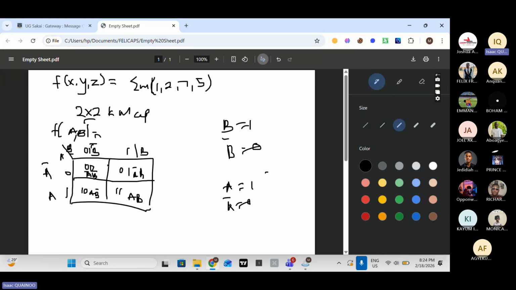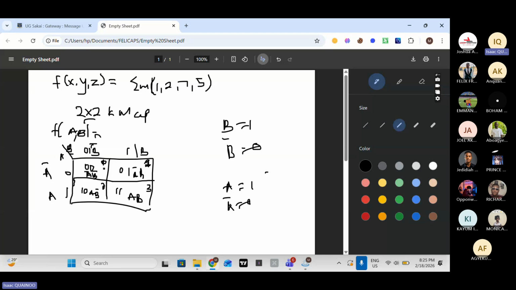Now, if you want to number these cells with regards to our min term values, we will call this cell cell 0, okay? Please, when I'm reading, always start from 0. We'll call this cell cell 0, we'll call this cell cell 1, then we'll call this cell cell 2, and then we'll call this cell cell 3. How do you know that this cell is cell 0? How do you know this cell is cell 1? How do you know this cell is cell 2? How do you know this cell is cell 3? Just look for the binary equivalence.